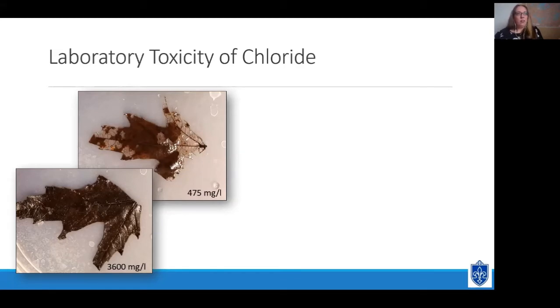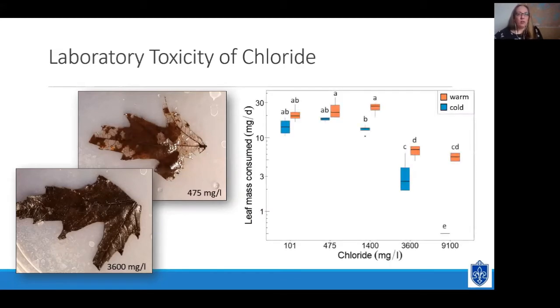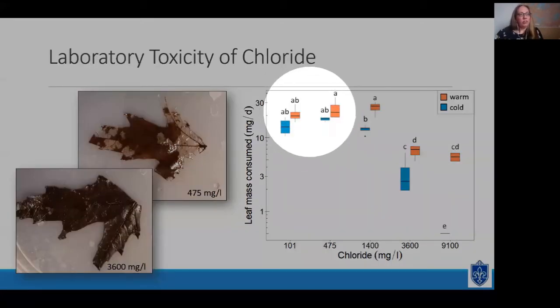Okay. So in this box plot, the cold treatment is represented by blue, the warm treatment represented by orange. Any boxes that share a letter are not significantly different from each other. So for example, there were no significant differences in the two lowest concentrations, and that was regardless of temperature.